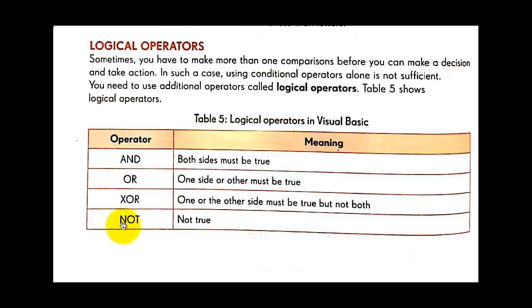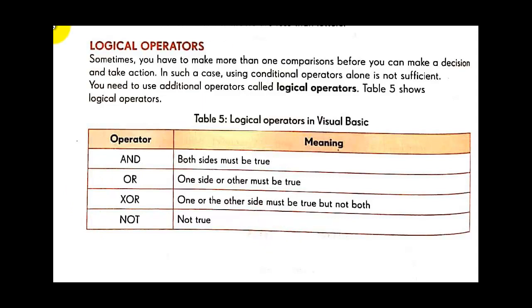What about this NOT operator? This NOT operator is like a negative sign in your mathematics. That means NOT operator means not true. Some condition is given. If it is not true, then it will return the value true. If it is true, then it will give the false value.